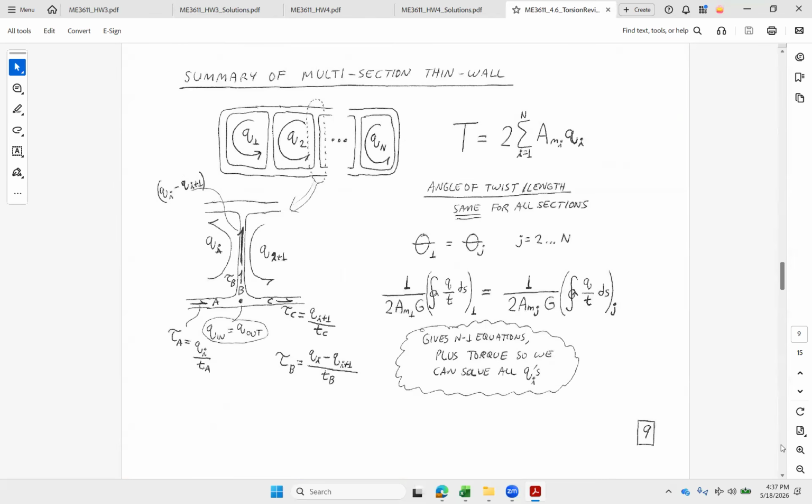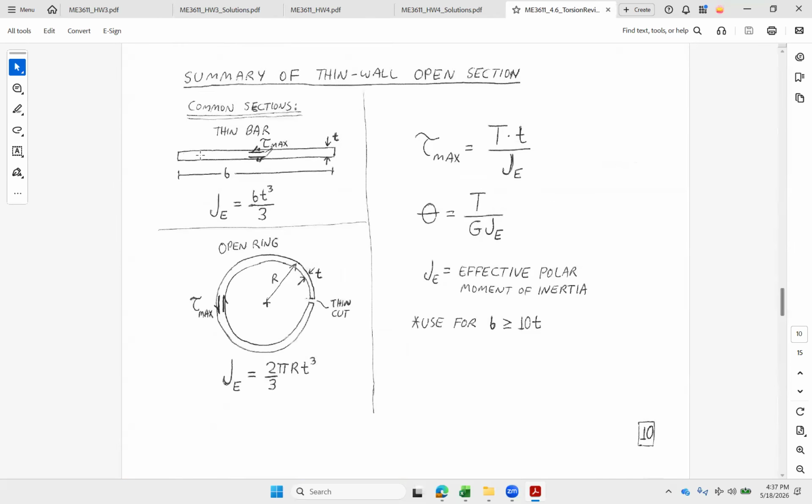And if we peek back at our thin wall open, our thin wall open formula is based on some equivalent J for a stretched out rectangle. Stretched out rectangle comes out long times thickness cubed over 3. So basically a third L T cubed. And then our twist rate is T over G times that J right there. And our stress, torque over J times the thickness. So we can see it scales directly with the thickness in the numerator, and then J scales with a cube of thickness in the denominator.